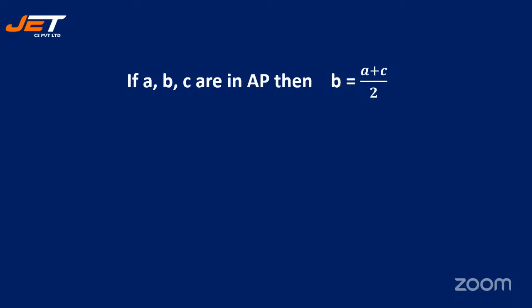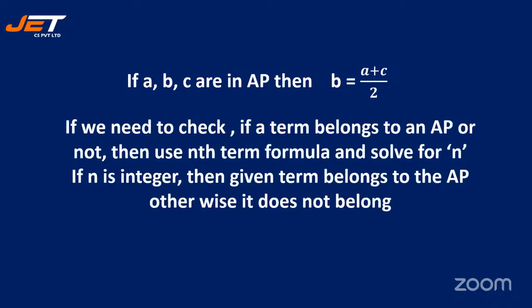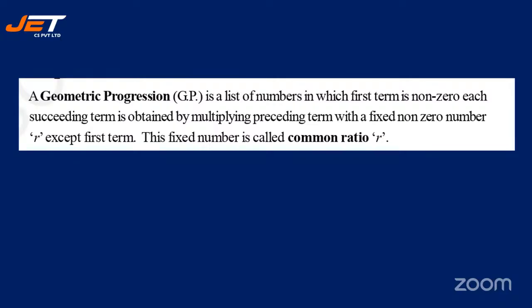If a, b, c are in AP, then the middle term b is equal to the sum of the first and the third term divided by 2. That is, b is equal to (a plus c) by 2. This we really need to learn. If we need to check whether a term belongs to an AP or not, use the nth term formula and solve for n. If n is an integer, then the given term belongs to the AP. Otherwise, it does not belong. Now let's move on to the GP.